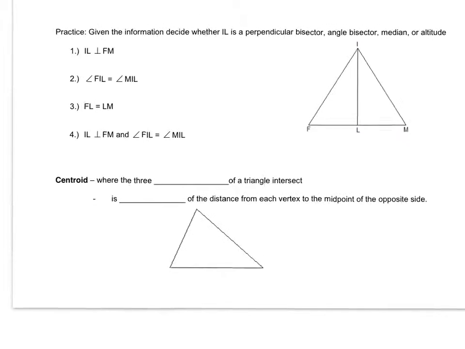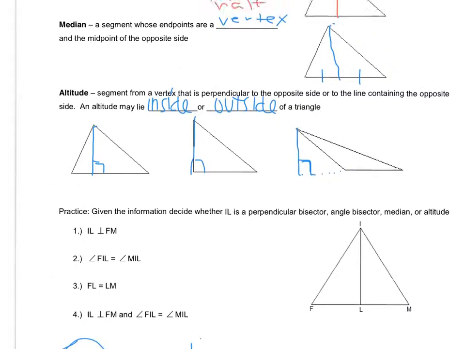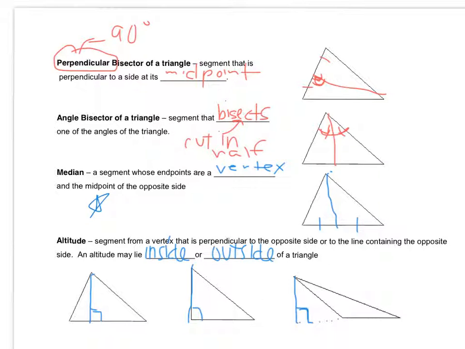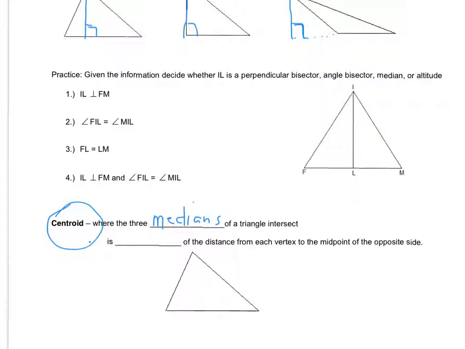Centroid. Oh, hold on. Centroid is where the 3 medians of a triangle intersect. So if we head up, closer up top, median right here. Remember, it cuts the side of a triangle exactly in half. So centroid is when the three medians intersect. The centroid is 2/3 of the distance from the vertex to the midpoint of the opposite side.